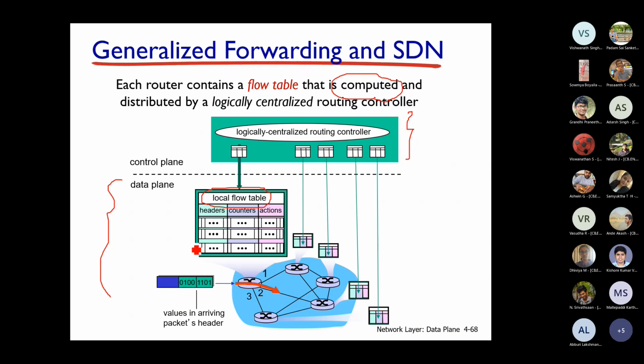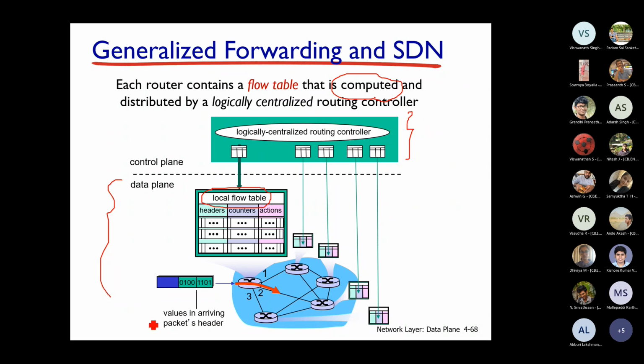Now, the local flow table, which has the headers, counters, and actions. What are the operations to be performed? The structure of the flow table we can see a little bit later, to get an idea about how the overall process is happening.